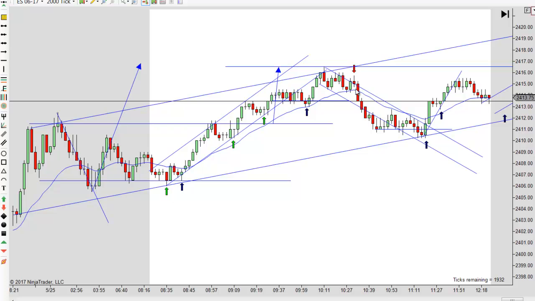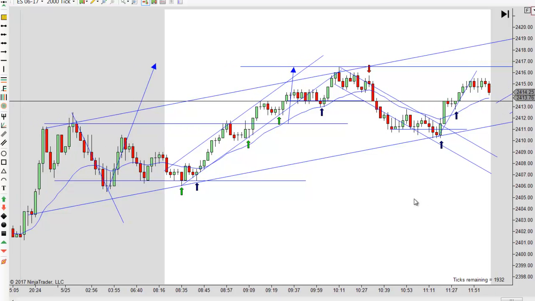I'll get that question inevitably every time I point out one like this. Well, you went short into the EMA. Well, you can go short into the EMA. The key is you got to know the context and what the price action is telling you.